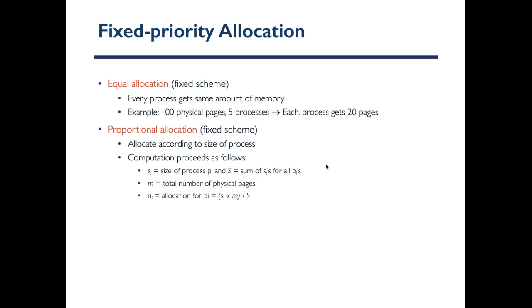Once that is chosen and fixed, then you can just divide the number of pages that you have by the sum of the weights of all processes, times the weight of that particular process. So your allocation becomes, if S_i is your weight, S_i times the total number of physical pages divided by the sum of weights. So this is basically proportional share allocation.